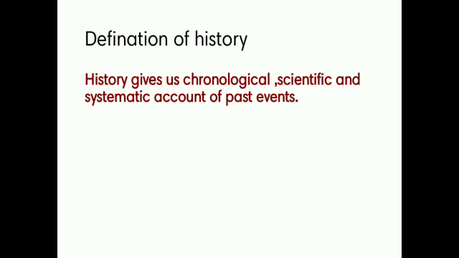So students, what means history? Do you know what is definition of history? History gives us chronological, scientific and systematic account of past event. Chronological means sequentially dates. In history we know what are the dates of the things that happened in the past events, at what dates the things have happened, means everything is in sequence, everything has scientific meaning, and everything is in a system. So the history gives us chronological, scientific and systematic account of past.